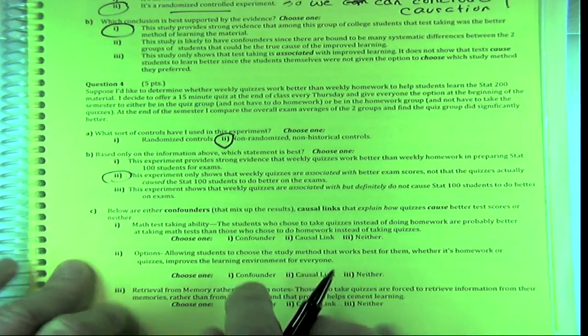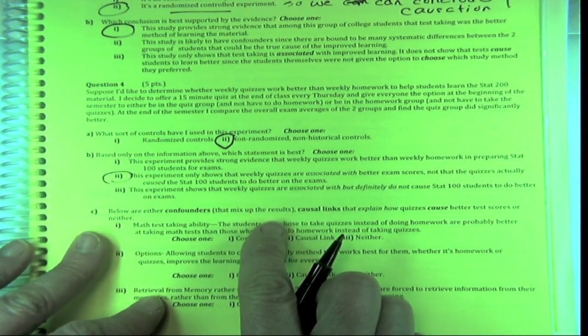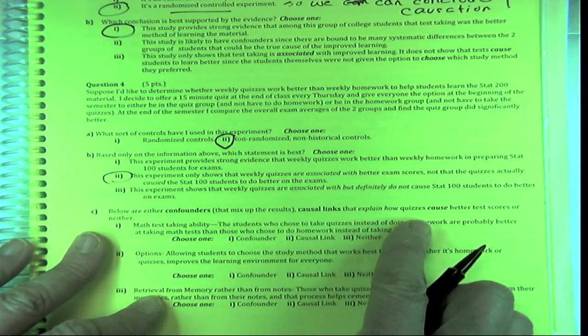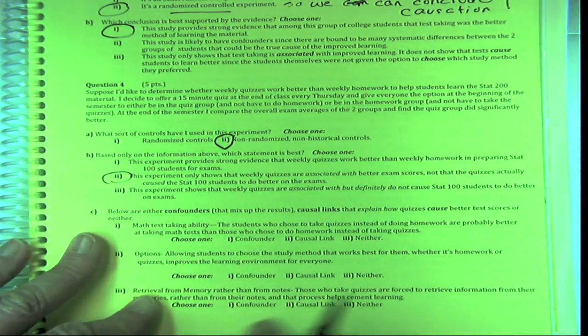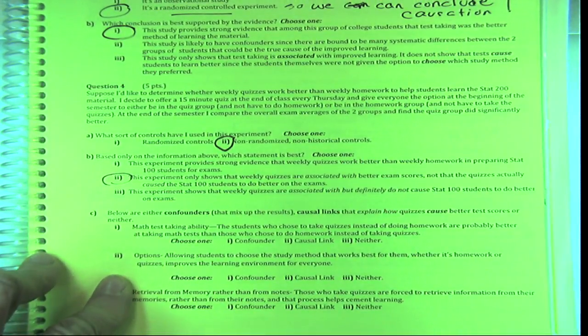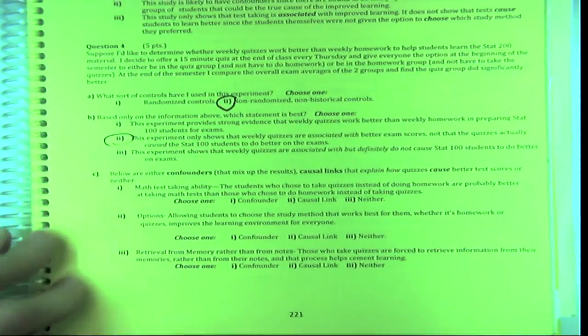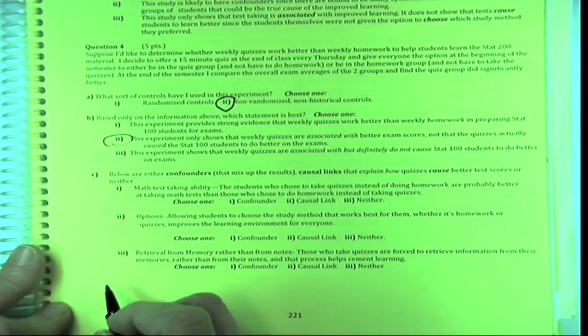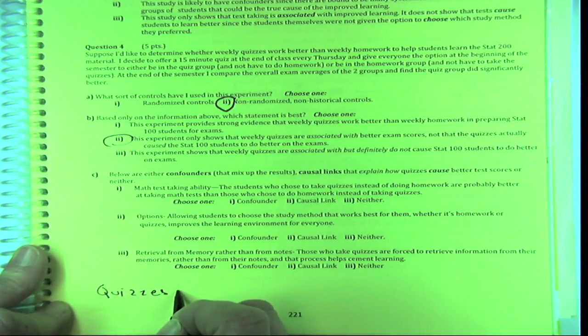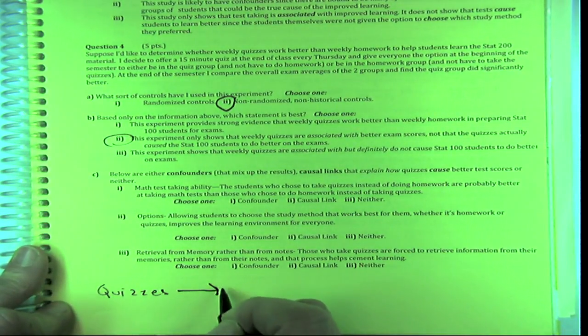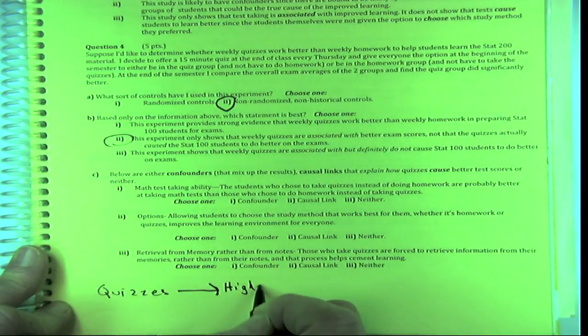So it's that one. Now below are either confounders that mix up the results, causal links that explain how quizzes cause better test scores, or neither. Given all this information, which one is which? We're wondering, okay, we see this association. Are the quizzes actually causing the higher exam scores? They might be.